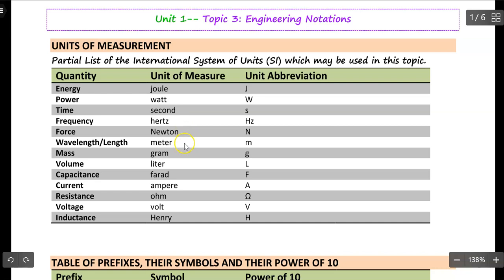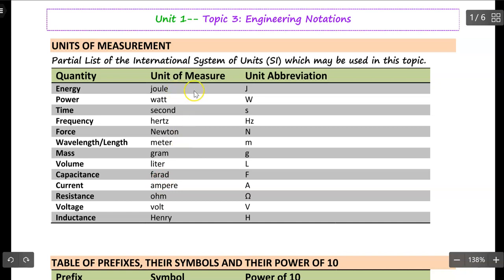Wavelength is in meter. Mass is in gram. Volume is in liter. Capacitance is in farad. Capacitance is one of the electrical components. It has something to do with the voltage source. Okay, and then the current is measured in amperes. Resistance is in ohm, voltage in volts, and inductance is in henry. Okay, so inductance is the electrical component that has something to do with the current.